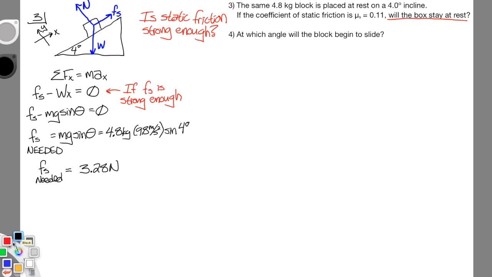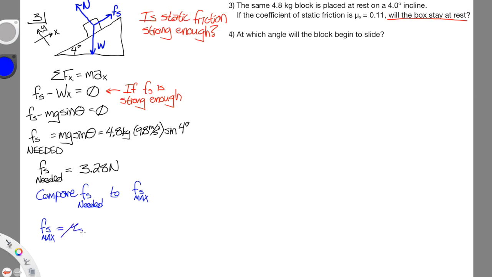Now we need to find something to compare this value to. So we're going to compare the needed force of static friction to the maximum force of static friction. And this is helpful because the maximum force of static friction does have a formula. It's the static friction coefficient times the normal force.